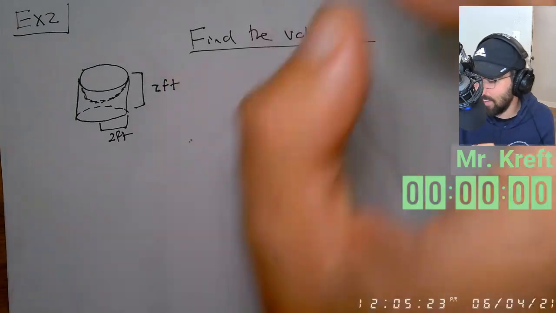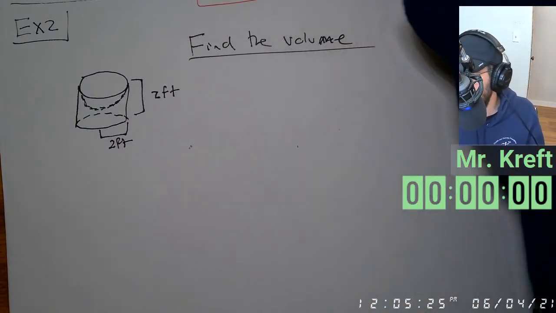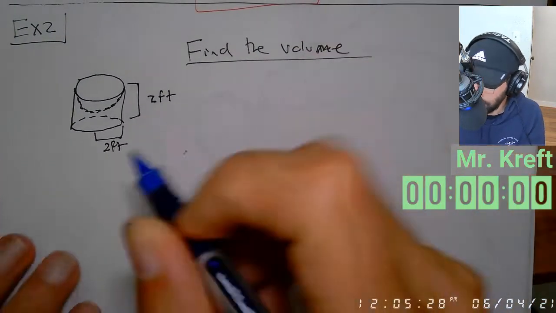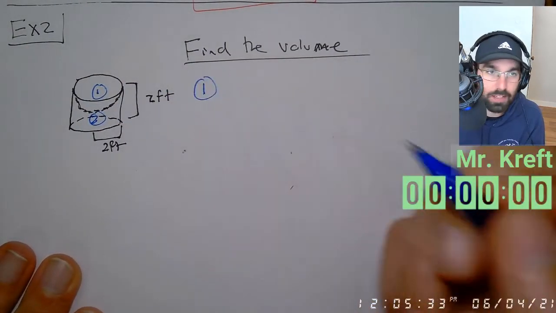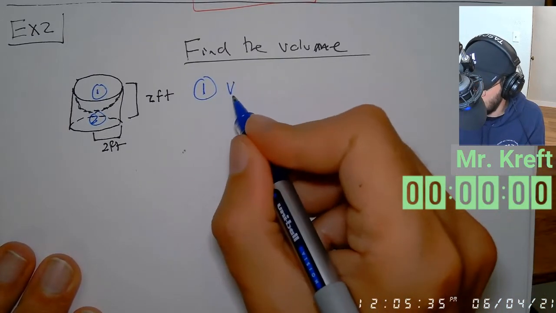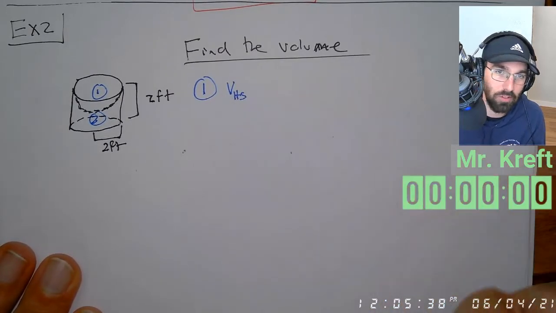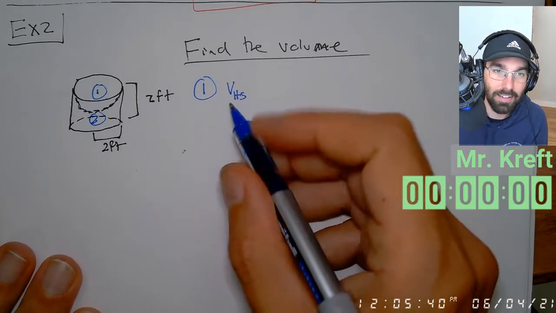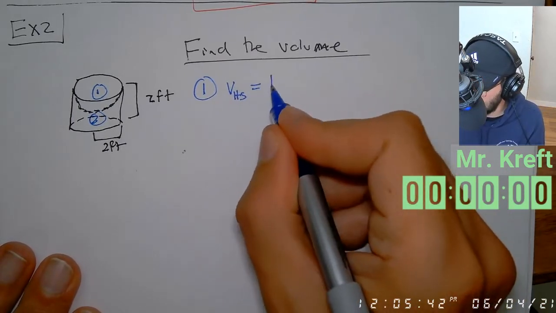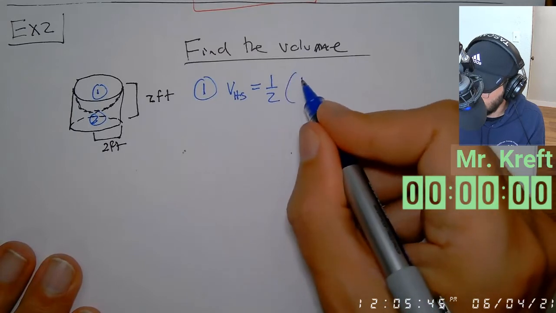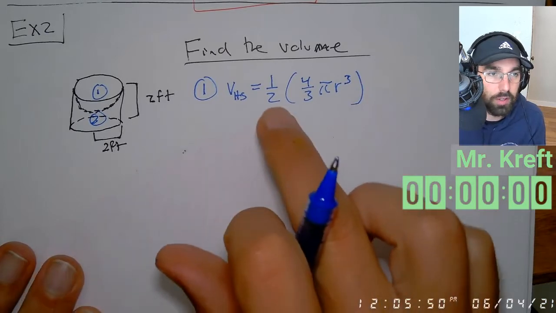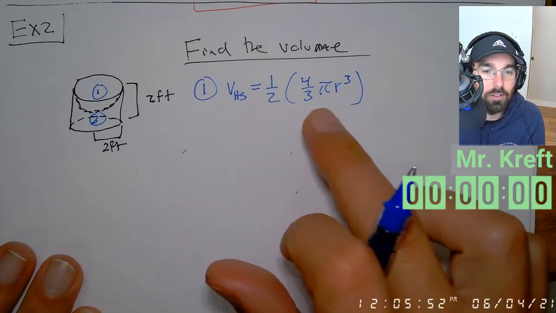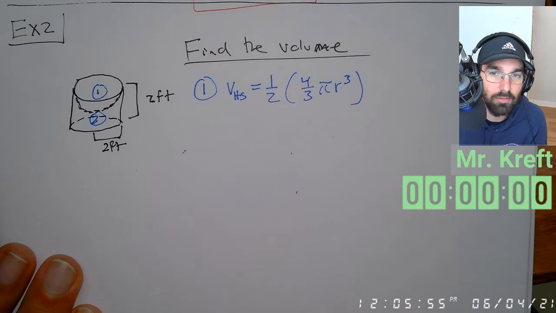All right, let's take a look at this, guys. So this increased the difficulty a bit, didn't it? There's going to be two shapes. There's the hemisphere and there's the cylinder. So the hemisphere, that's new, right? So the volume of a hemisphere, I'm just going to say HS for hemisphere, it's going to be half the volume of a sphere. Okay, so a hemisphere is half the volume of a sphere.